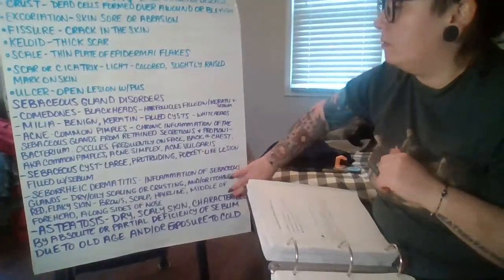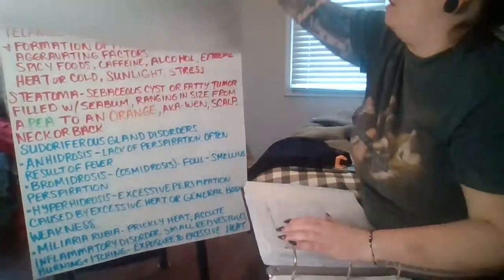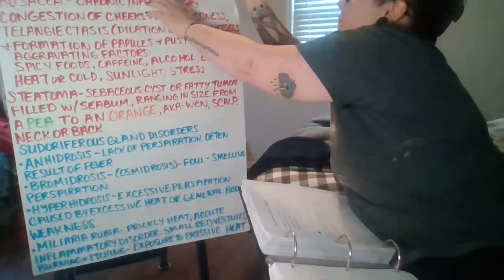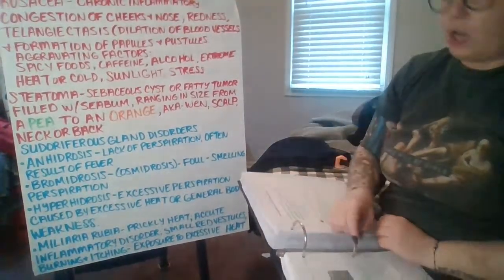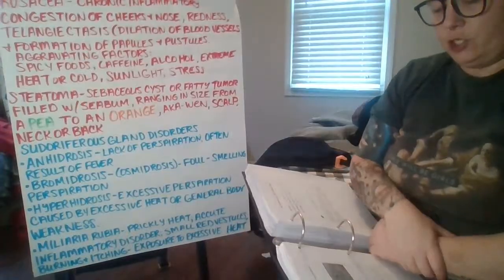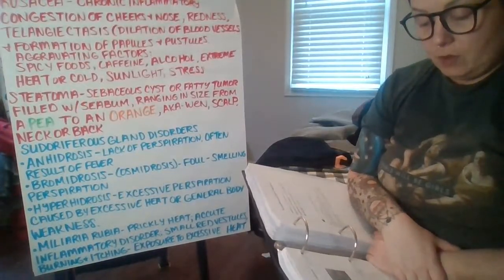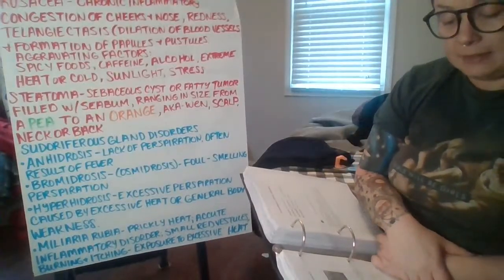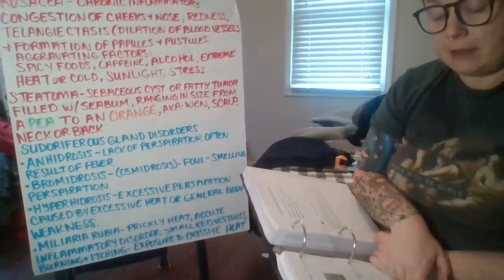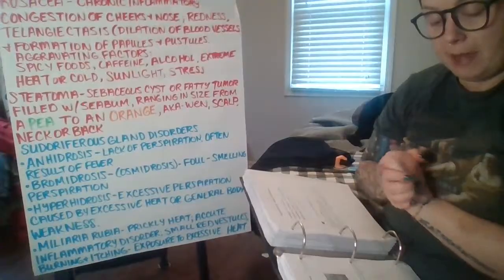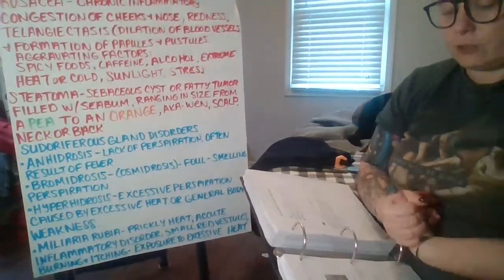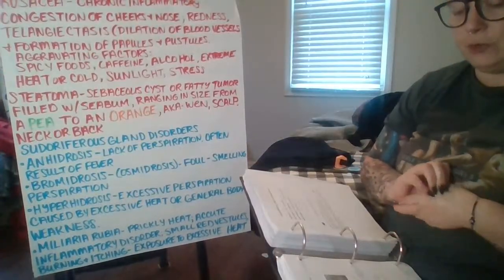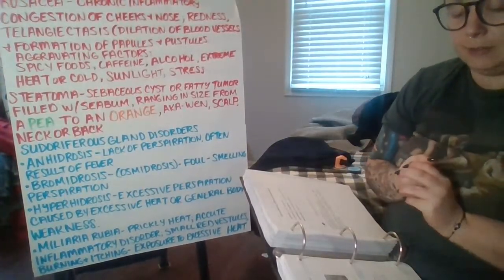Rosacea is next. It's a chronic inflammatory congestion of the cheeks and nose. Rosacea is characterized by redness, telangiectasis, or dilation of the blood vessels, and formation of papules and pustules. Factors that aggravate rosacea are spicy foods, caffeine, alcohol, exposure to extreme heat, colder sunlight, and stress.